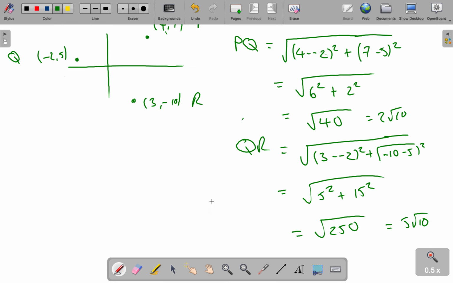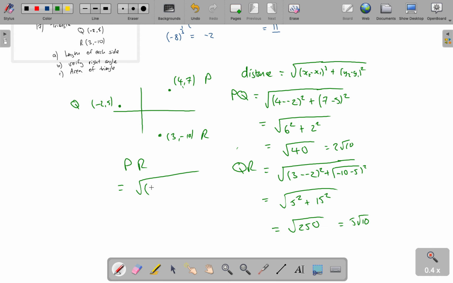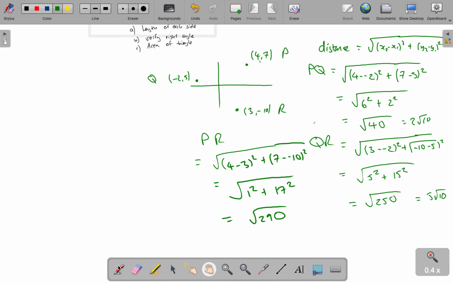And then the final one that we have is going to be PR. So PR is equal to the square root of (4 minus 3) squared plus (7 minus -10) squared. This is equal to the square root of 1 squared plus 17 squared, which is equal to the square root of 290. So these are your distances, and then the next step we've got is to verify that there is a right angle in the triangle.